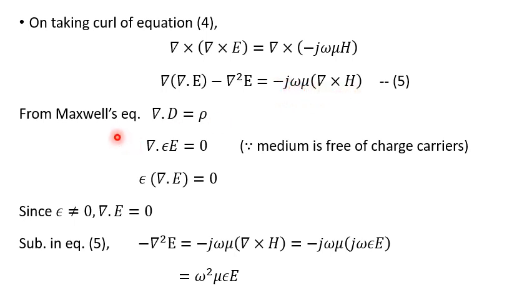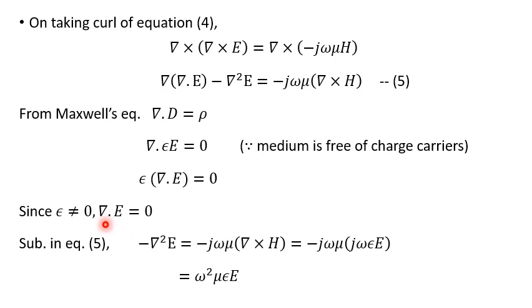Now from Maxwell's third equation, we know that del dot D is equal to rho. This is Gauss's law. D is the electric flux density, which is the same as epsilon into E, and rho is the charge density. We have assumed that the medium is free of charge carriers, which means rho is equal to 0. So we get epsilon into del dot E is equal to 0. Epsilon is the permittivity of the medium, so that cannot be 0, which means del dot E must be equal to 0.